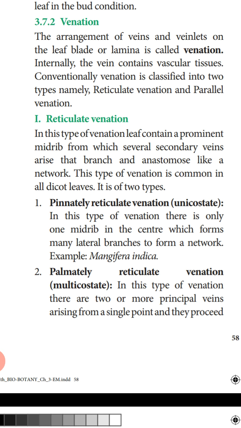There are two types of reticulate venation. Reticulate venation is further classified into two types: pinnately reticulate venation and palmately reticulate venation. Pinnately reticulate venation is called unicostate. Here there is only one major midrib in the center, which forms many lateral branches to form a network. Example, Mangifera indica. Pinna means the feather of a bird, you can imagine.